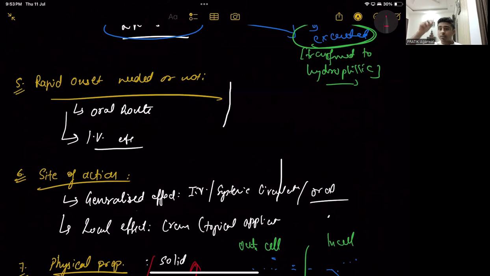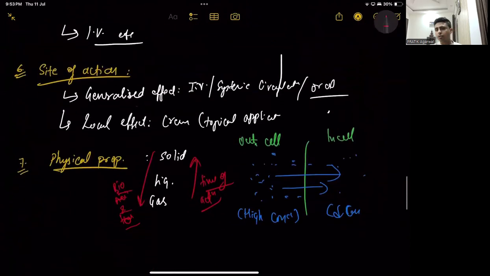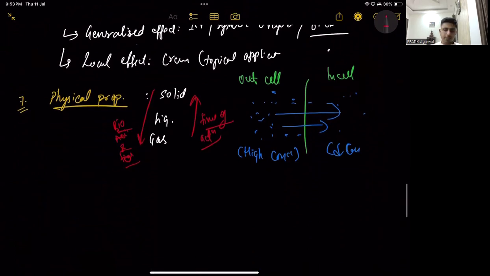We are bypassing the metabolism. If you bypass the metabolism, we are saving a lot of time and the action is rapid. But if you're going through the metabolism part, then the oral route is good and it will take a little bit of time to show its action. For site of action, we need to decide whether it is all over the body or a particular part. That also depends on topical or non-topical application and the physical properties of the drug. What kind of drug is it? Is it liquid or not? It also depends on patient compliance.